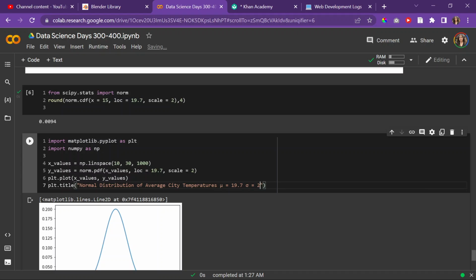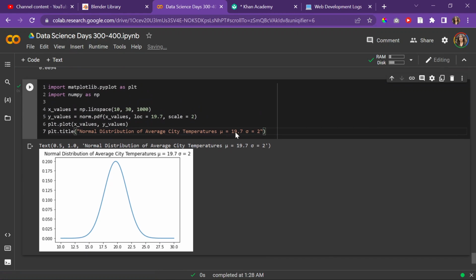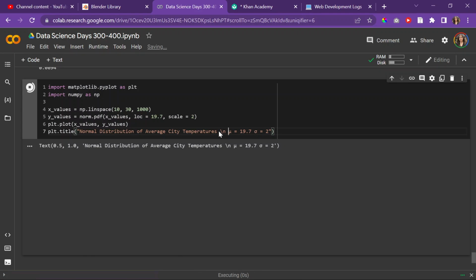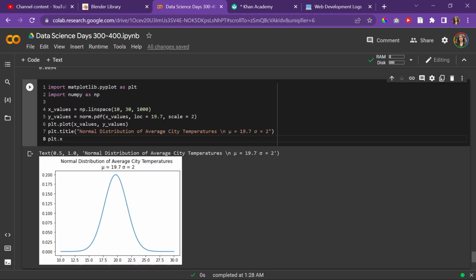Is 2. Run that, and then the title should appear there. Maybe break that up a little bit. All right. And then plt.xlabel, I like to give it an X label, so I'll just call it temperature. Temperature in degrees Celsius.